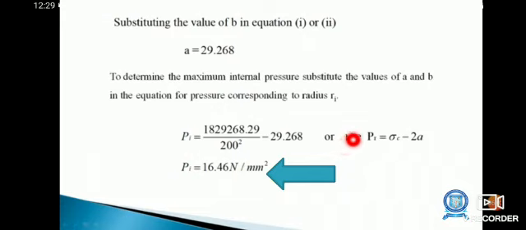Another formula we can use is Pr is equal to circumferential stress minus 2A. That formula can also be used to solve the problem. So we have solved the equations, and we got the internal pressure Pi is equal to 16.46 Newton per millimeter square.